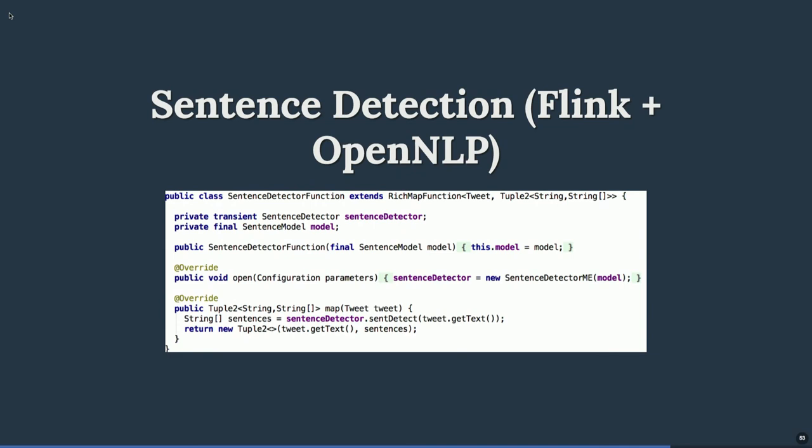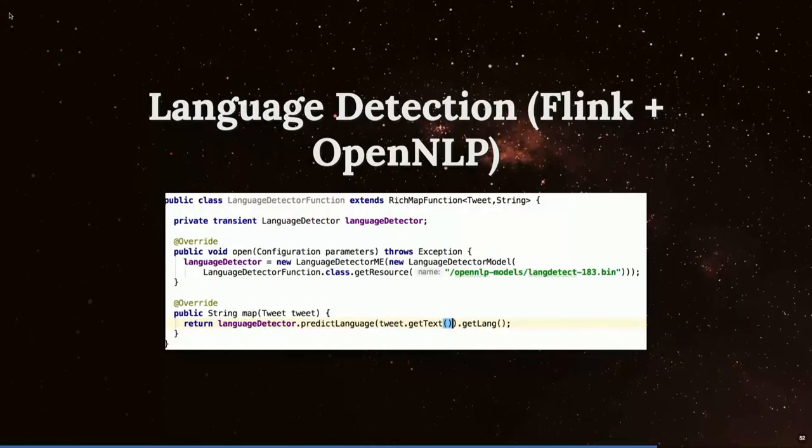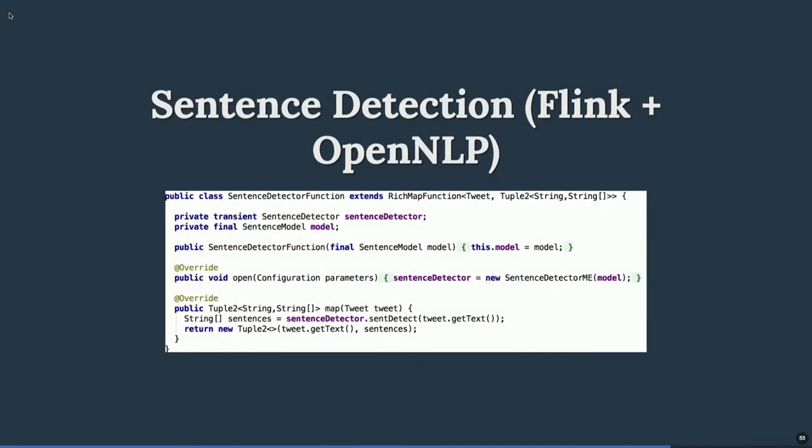OK, so I filtered out all my German tweets in the previous step. Now I have all the tweets, and I need to break them into sentences or phrases, smaller parts. That's what the sentence detection does. The way it works is it looks for an end of sentence delimiter, which can be programmatically specified. Again, this is the Flink code for actually calling the sentence detection.